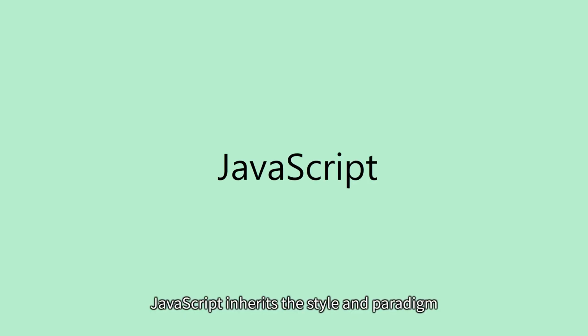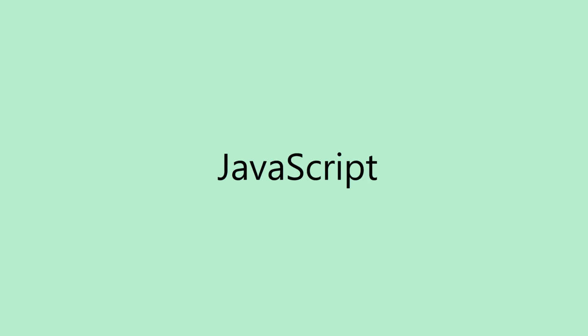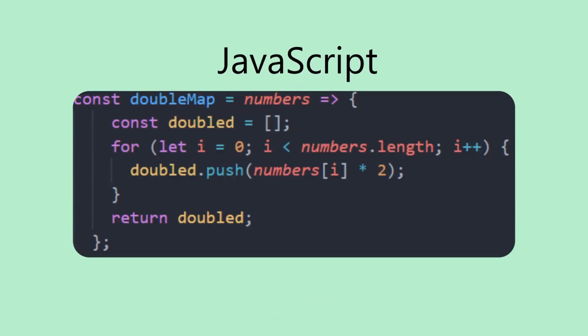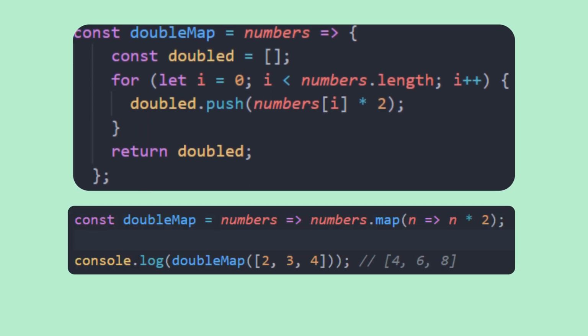As a front-end programming language, JavaScript inherits the style and paradigm of the C language. However, there is another side to it: functional programming. At first glance, it seems that the functional style below is more concise and elegant. So, behind it, what is functional programming like?